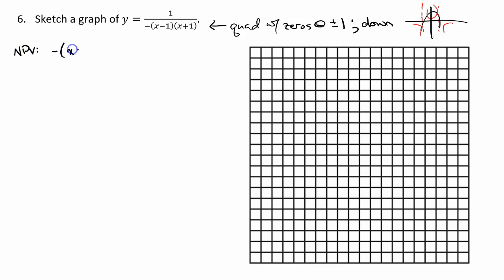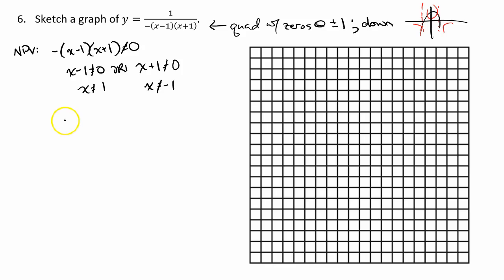Negative (x minus 1)(x plus 1) equals 0. Remember that zero multiplying property where if it's multiplying to equal 0, one of the pieces has to be 0. So we've got x minus 1 equals 0, or, actually it should be that it can't equal 0. x plus 1 cannot equal 0. So x cannot be positive 1, and x cannot be negative 1. Lovely. Non-permissible values. Check.